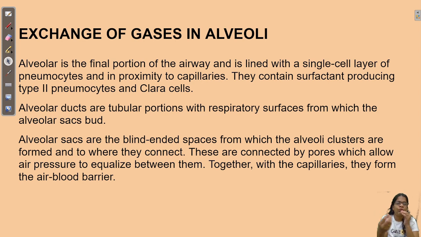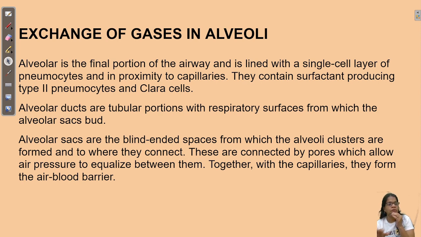You have two types of blood. If you go through the circulatory system in the coming classes, anyway I will be discussing it. So we have oxygenated blood and deoxygenated blood, right? So how does that happen? Now let's see the process also. Alveolar ducts are the tubular portions with respiratory surface from which the alveolar sacs are budding. Alveolar sacs are the blind-ended spaces from which the alveolar clusters are formed. These are connected by pores which allow the air pressure to equalize between them.